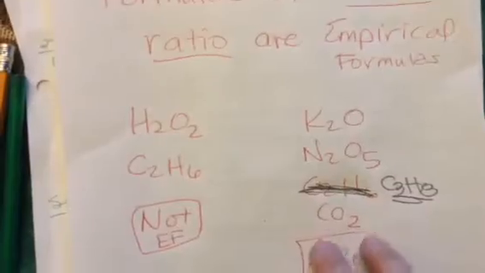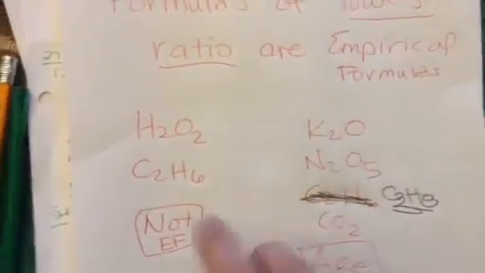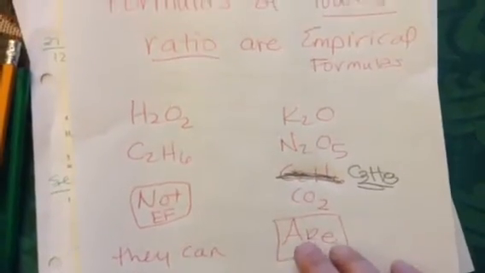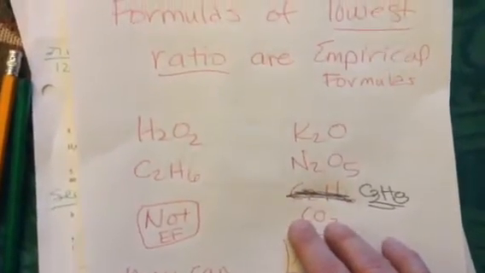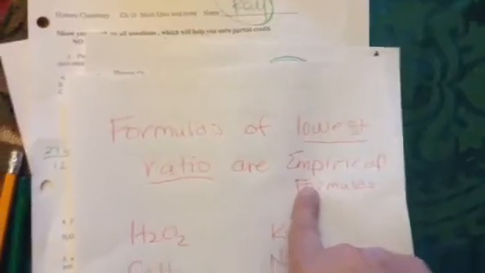These can be reduced down. They cannot be reduced down, but these can. So when they can be reduced down, they're not empirical, but when they are not able to be reduced down, then they are empirical. The lowest ratio are empirical. Okay?